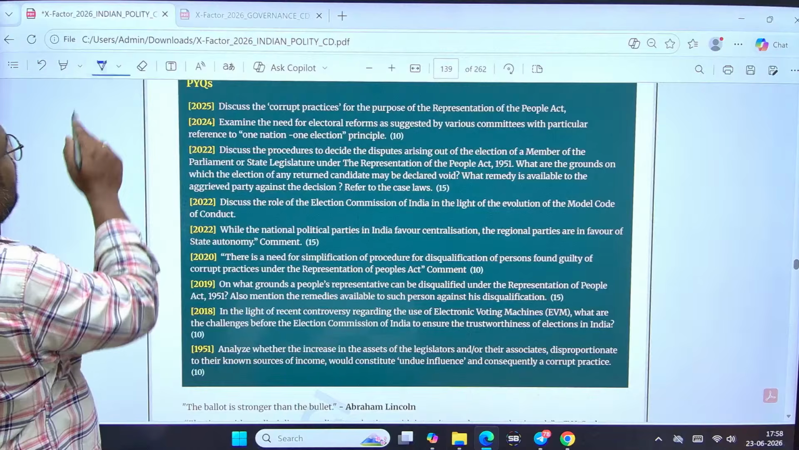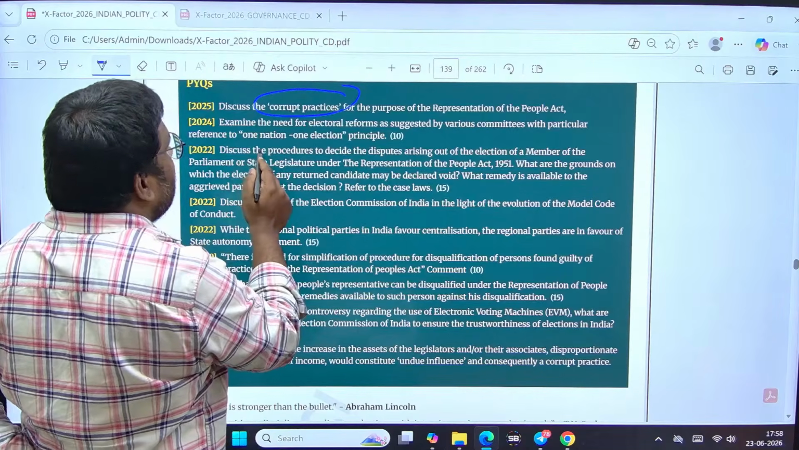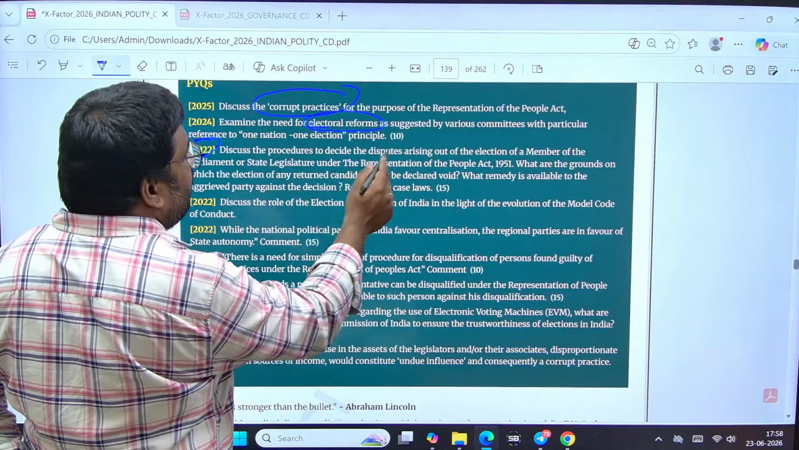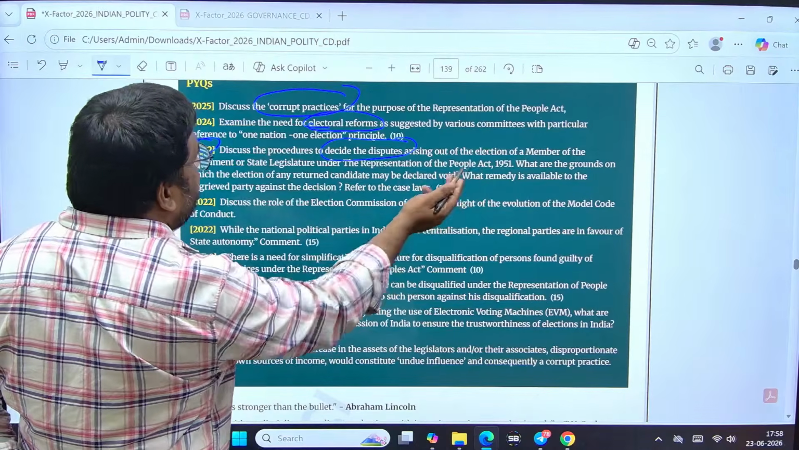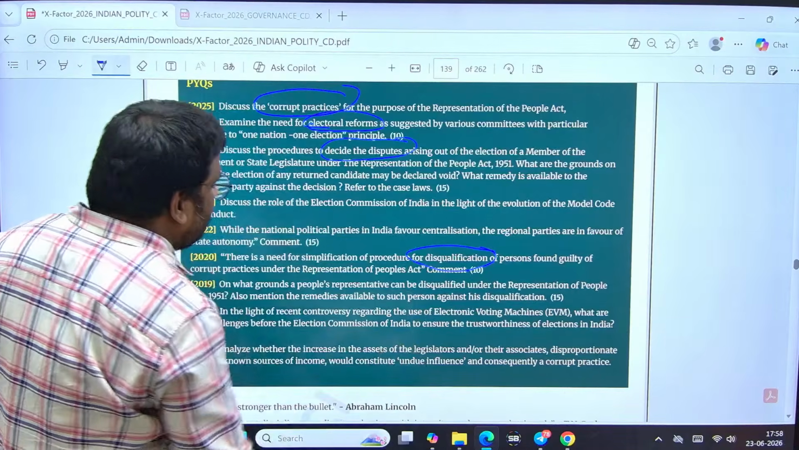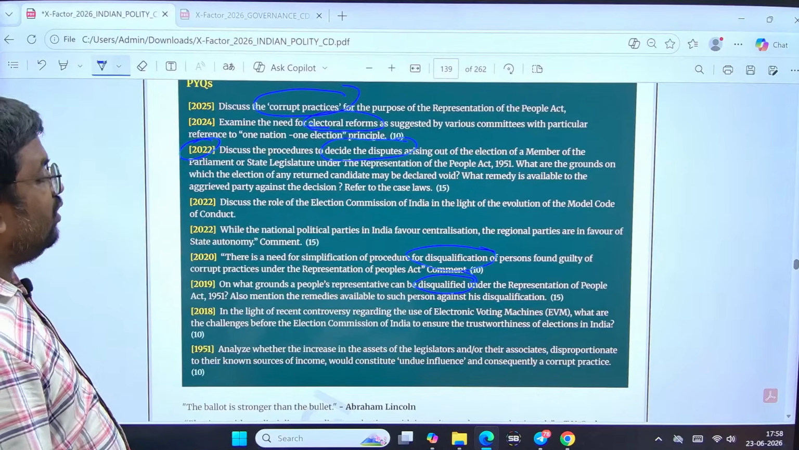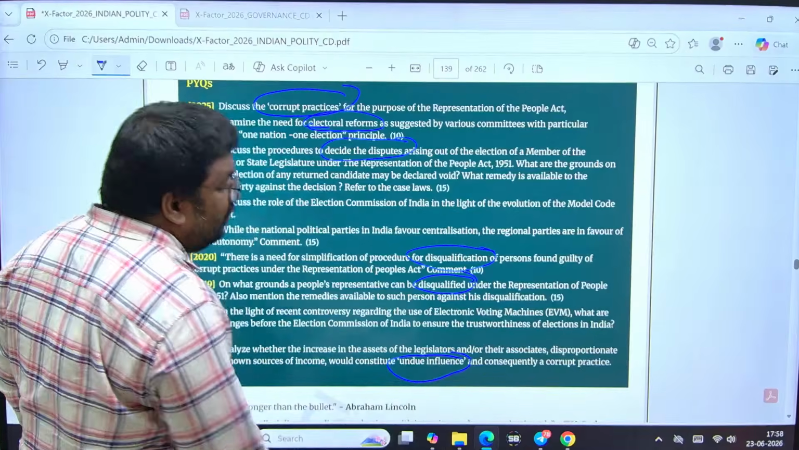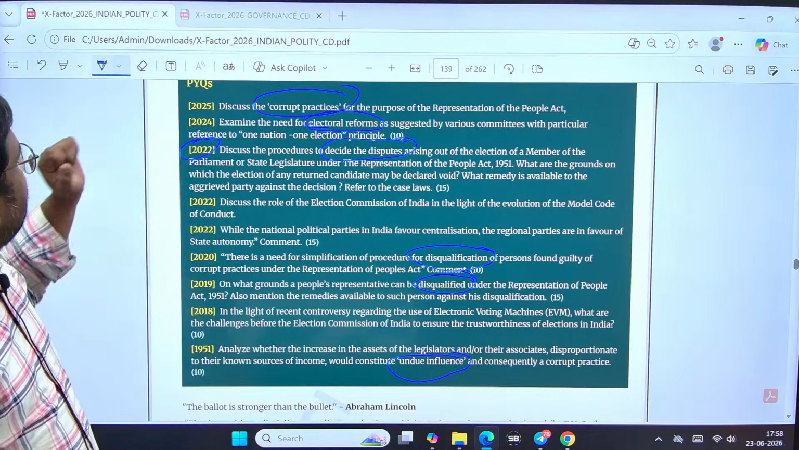So if you look, in 25 you have corrupt practices, 24 is again with respect to electoral reforms, okay. In 22 again you had a question on electoral disputes and the Representation of People Act. Again you had a question on disqualification. In 2019 again you had a question on disqualification. Undue influence and all are basically related to the disqualification provisions only, so the majority is related to that.